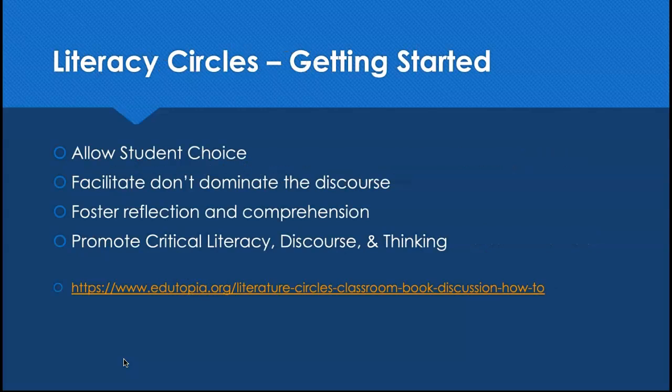So getting started, it's really important that it's all about empowering the students and keeping it student-centered. So always allow for student choice. I'm going to give you some examples from my children's lit class. They were able to choose different juvenile novels, they would choose from a selection based on a theme that we were doing or a genre. Facilitate, don't dominate the discourse. This is student-centered, so if you organize the groups well, you're really just an observer, watching them think and learn and teach each other. They foster reflection and comprehension. They promote, of course, critical literacy, discourse, and thinking.